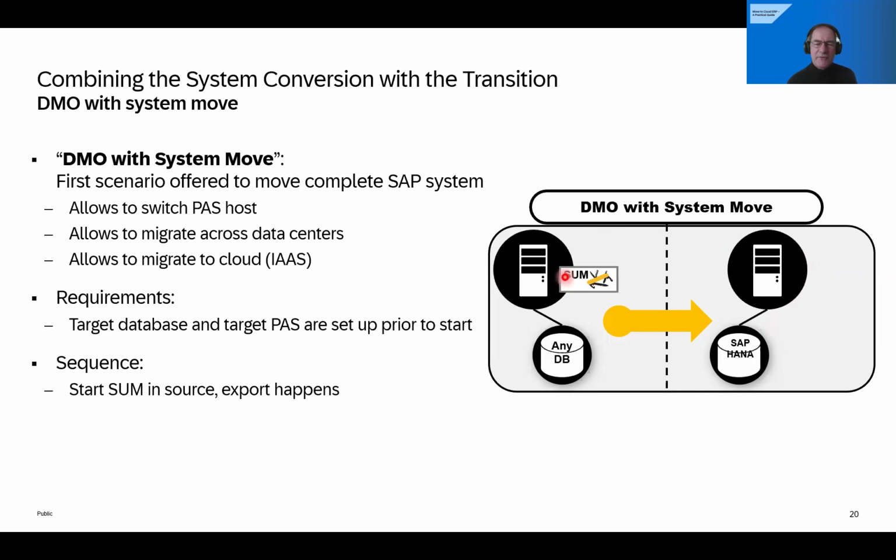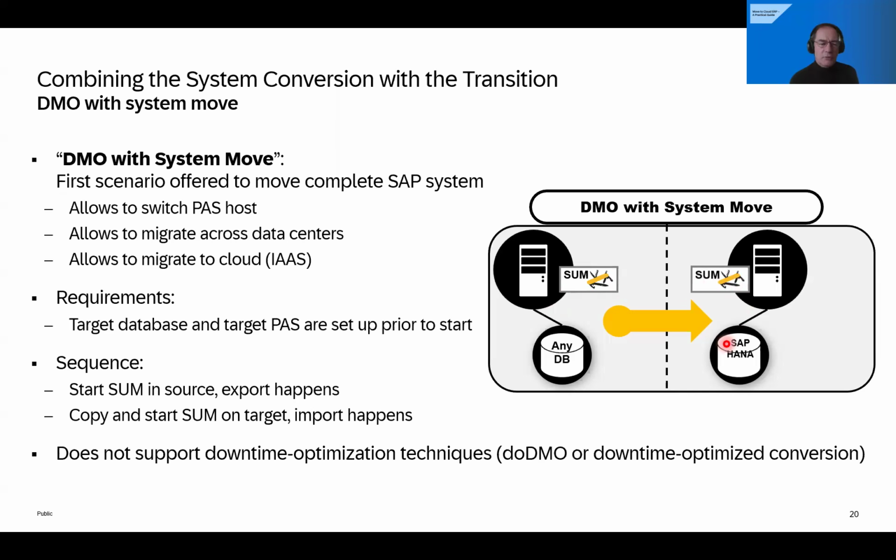The sequence is that we start the software update manager in the source environment, where it will take the data from the database and export it into files. Then at a specific point in time, the tool will tell us to copy the SUM directory to the target, and then we start the software update manager in the target as well. So we have two software update managers in the ideal case running in parallel. And then the second software update manager will do the import and, of course, all the other things that belong to a conversion. That is a proven technology.